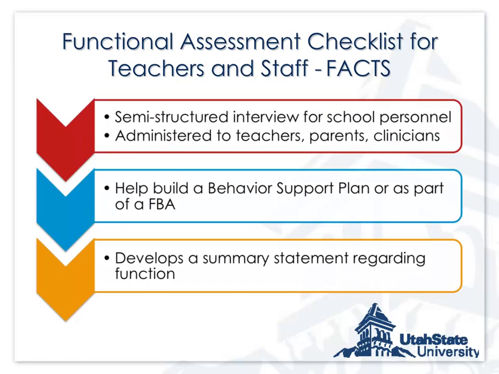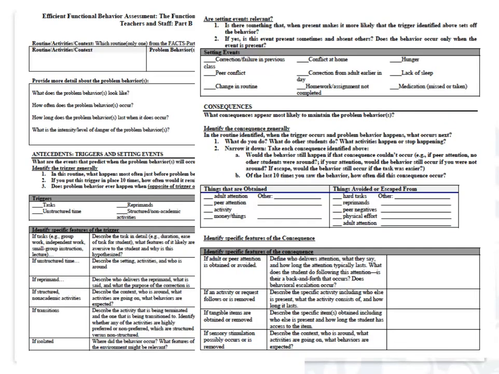The Functional Assessment Checklist for Teachers and Staff, or FACTS, is a semi-structured interview developed for school personnel that can be administered to teachers, parents, or clinicians. It is helpful in designing a behavior support plan or could be used as part of a more complete functional behavior assessment. Completion of the interview allows one to develop a summary statement about the function of behavior.